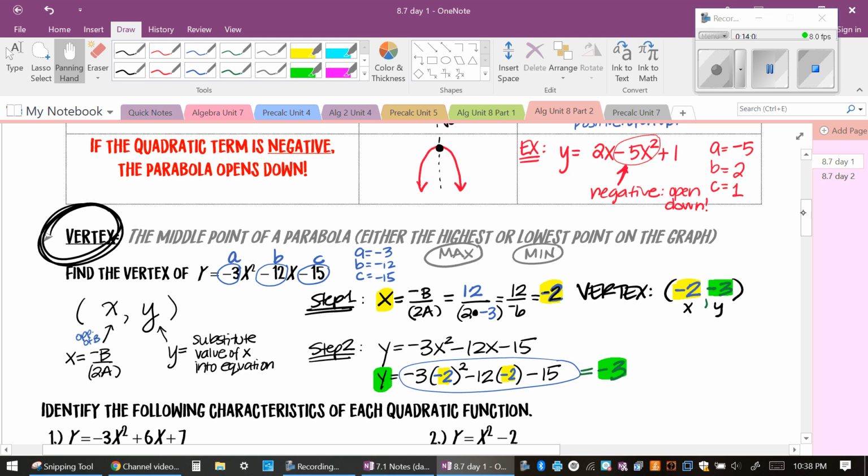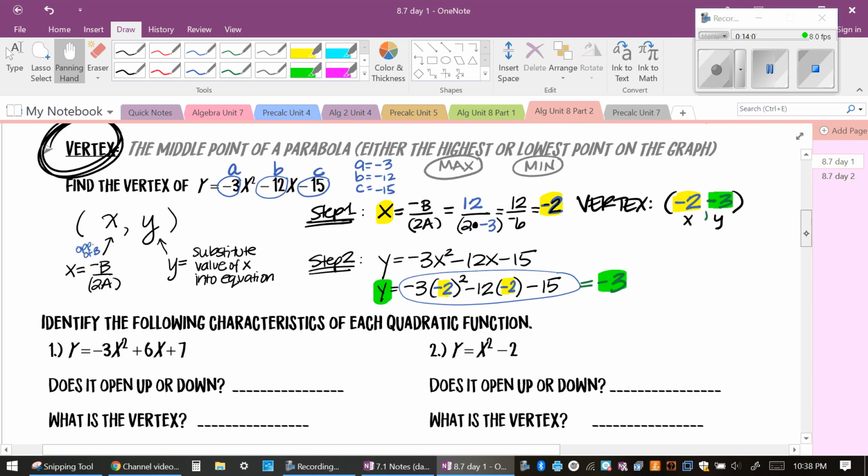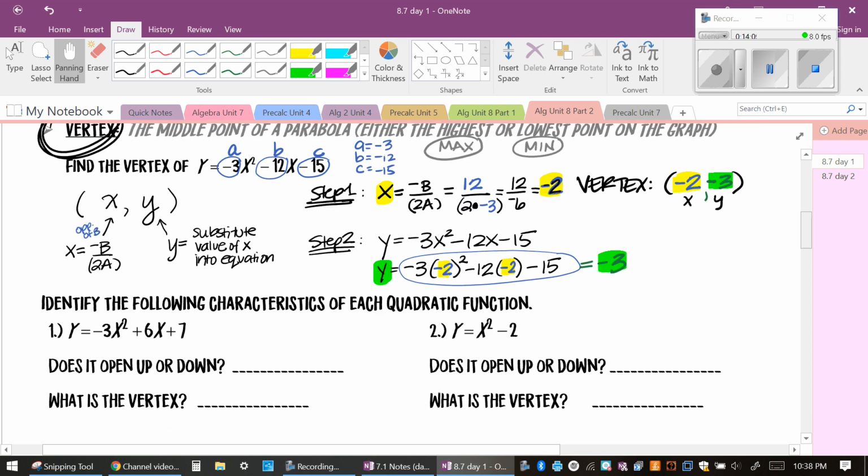But we're going to keep practicing identifying whether a parabola opens up or down and what the vertex is. When you're ready, go ahead and take a look at 1 and 2. Notice the directions: identify the following characteristics of each quadratic function. So we're finding a few things: does it open up or down, and what is the vertex. Go ahead and write down number 1 and number 2. Push play when you're ready to continue.